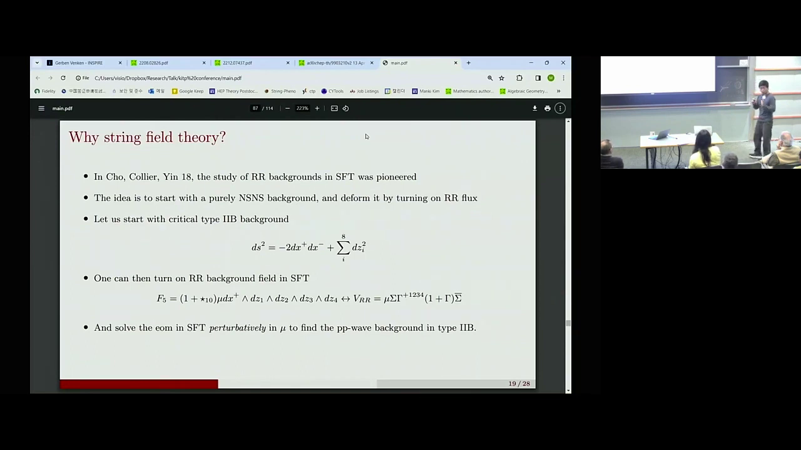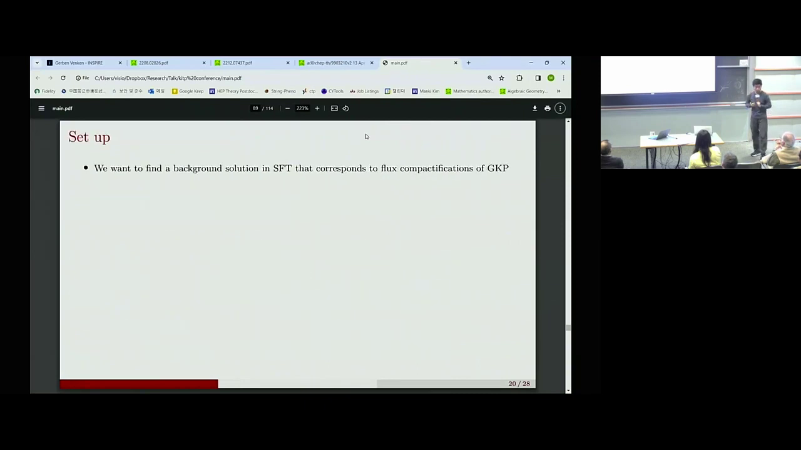So to avoid that happening, it is really important to set up the problem such that you can do some perturbation theory, okay? And then in the same paper, they also studied AdS3, which was really impressive in my opinion. Anyhow, now let's get back to GKP.